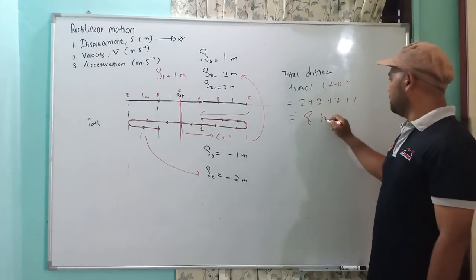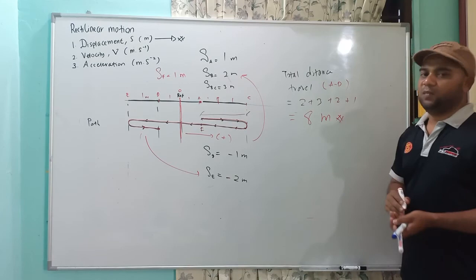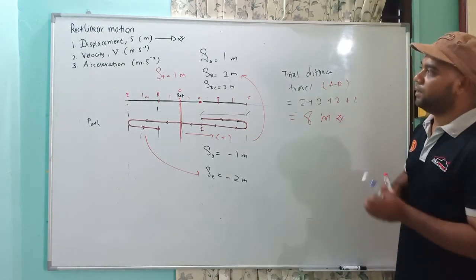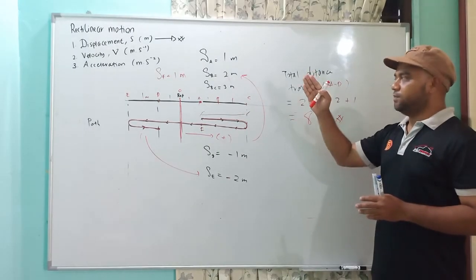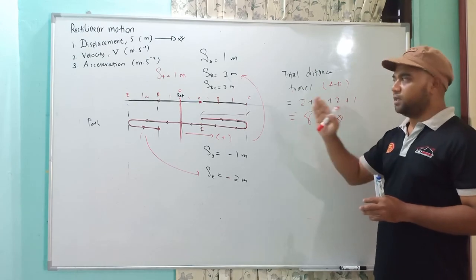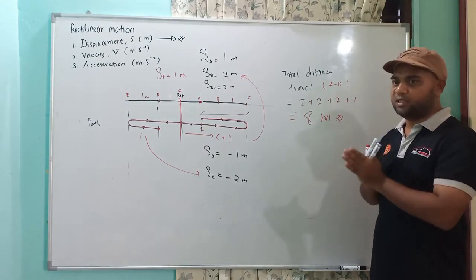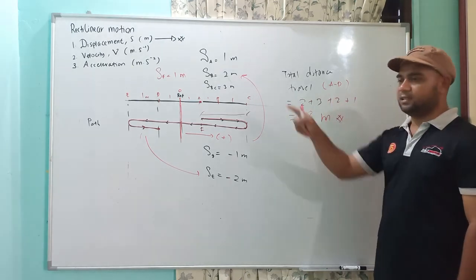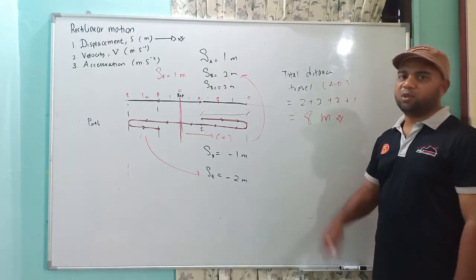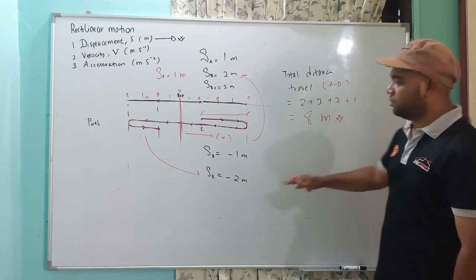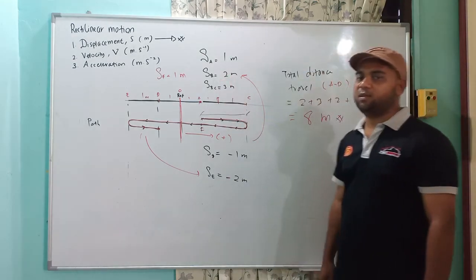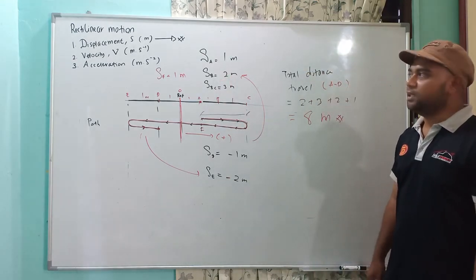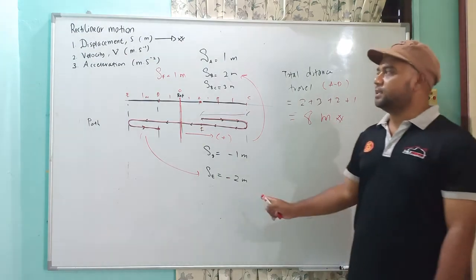So that is the first difference between displacement and distance travel. Displacement can be positive or negative, depending on the position from the reference point, but distance travel is only the distance the component moves, and it is always positive. Displacement can be positive and also negative, depending on the location. So that is the first one, distance travel.